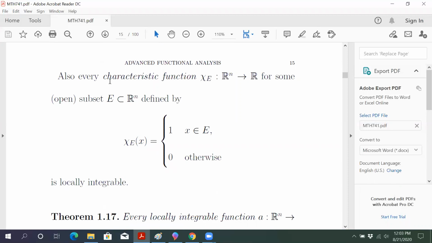I don't know if you are familiar with the characteristic function. If E is a subset of Rn, in particular an open subset of Rn, then chi E, this Greek letter chi, from Rn into R is defined to be: it maps every x to 1 if x belongs to E, otherwise, if x belongs to the complement of E, it's 0. Now we want to show that every characteristic function is locally integrable. You write down this, then I'm going to move to another page on our board.